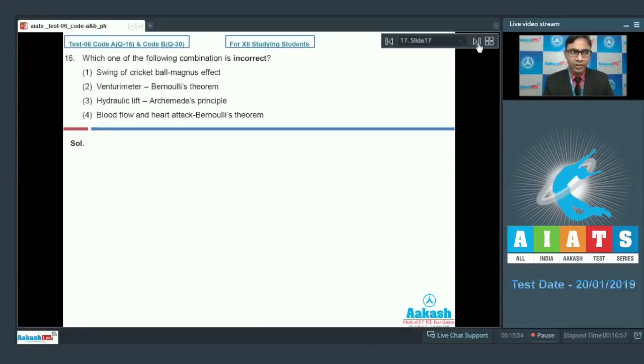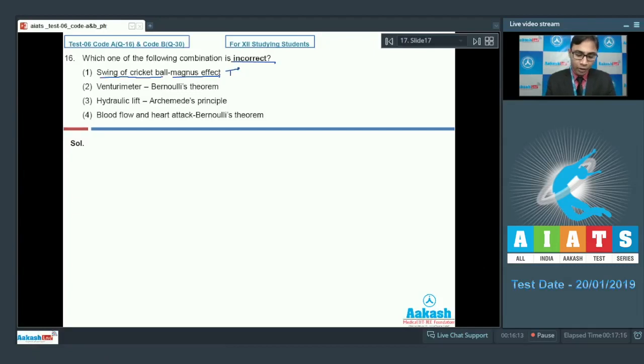In question number 16, it says that which one of the following combinations is incorrect. So again, we have to search for the incorrect option. Option number 1 says swing of cricket ball and Magnus effect. Yes, the cricket ball swings due to the Magnus effect. So this is a true statement.